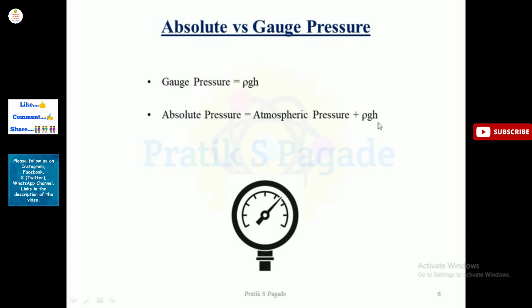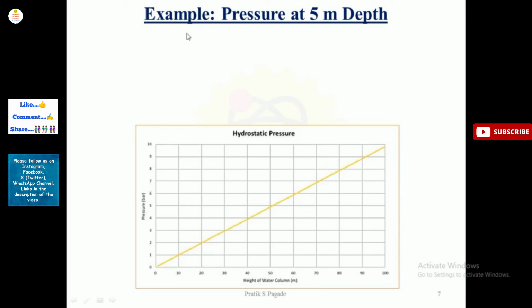Okay, so further see here now, let's see the example. As you can see here, as the depth of water or height of water column increases, the pressure increases linearly, as you can see from the graph.